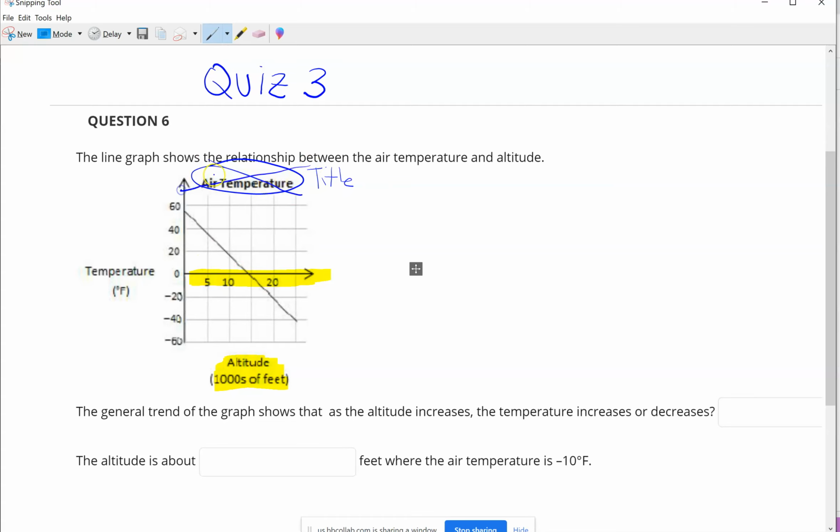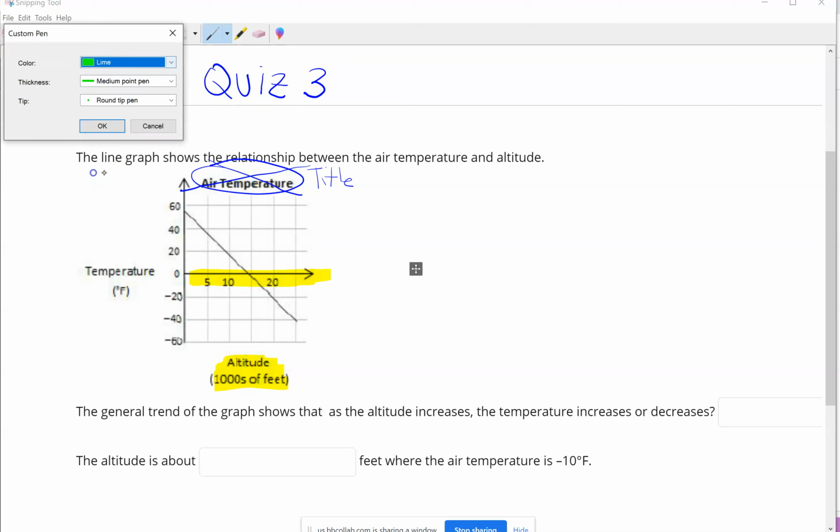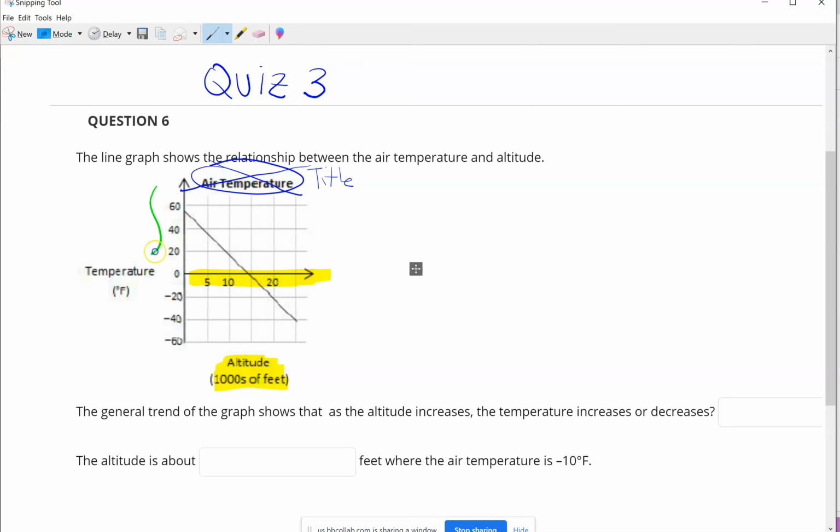So I'm just going to mark that out. The horizontal numbers are your altitude. These vertical numbers here are your temperatures. So these vertical numbers, those are your temperatures. So almost every single person got the first thing right. The general trend of the graph shows that as the altitude increases, so as my altitude is getting bigger, so at altitude of 5,000 feet, my temperature is up here at 40 degrees, right? So at 5,000 feet, my temperature is 40 degrees Fahrenheit.